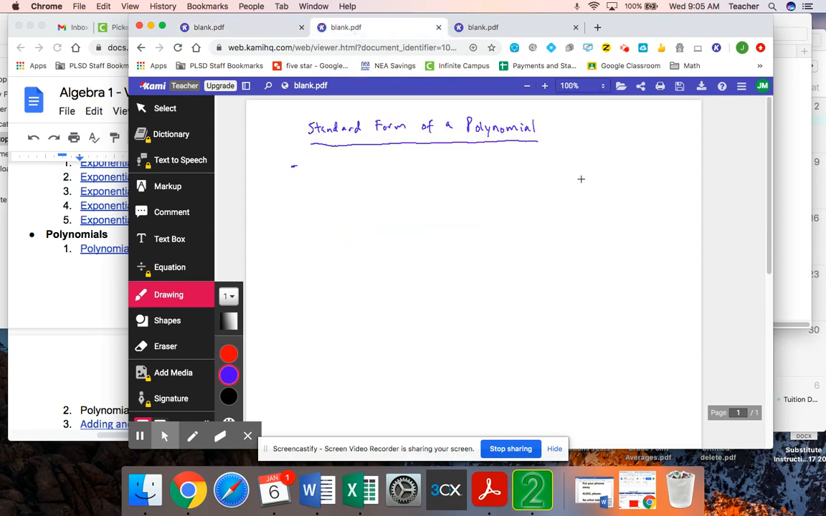I wanted to talk about the standard form of a polynomial because oftentimes you'll be asked to write it in standard form. What standard form is, is when you write the polynomial in order of the degree from greatest to least. So I'll just say: list the terms of a polynomial in order from greatest to least.